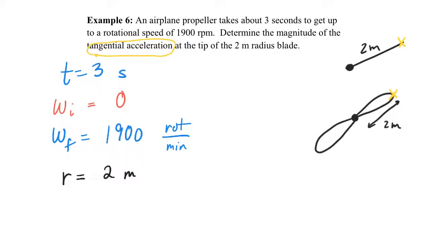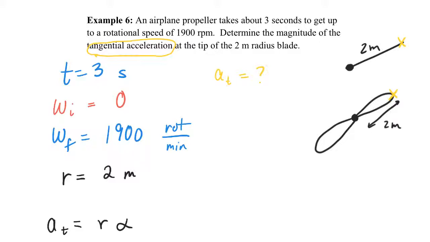That's what it says here. So we're trying to find out what At is. And as we know, the formula for At is the following: At equals r times alpha. I've got r, so I've got half the problem, but I don't have alpha. How can I find alpha?